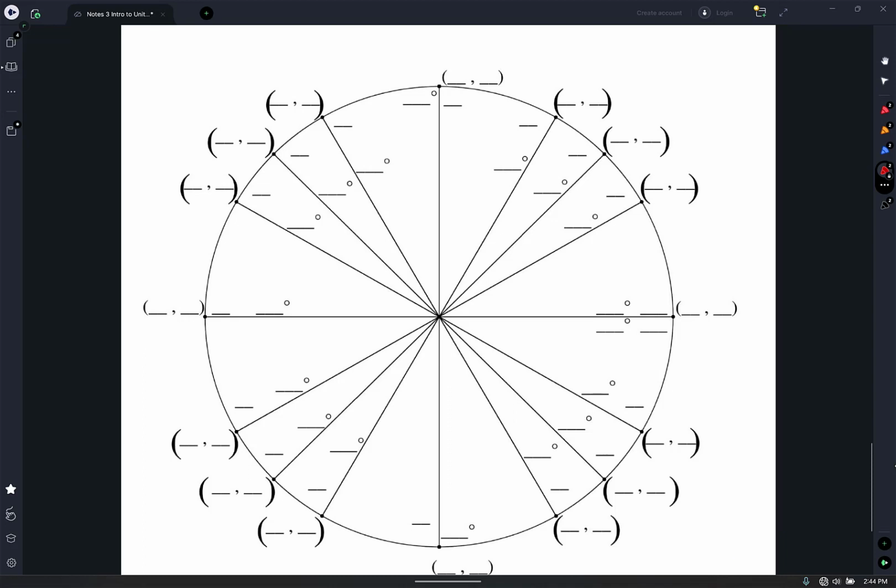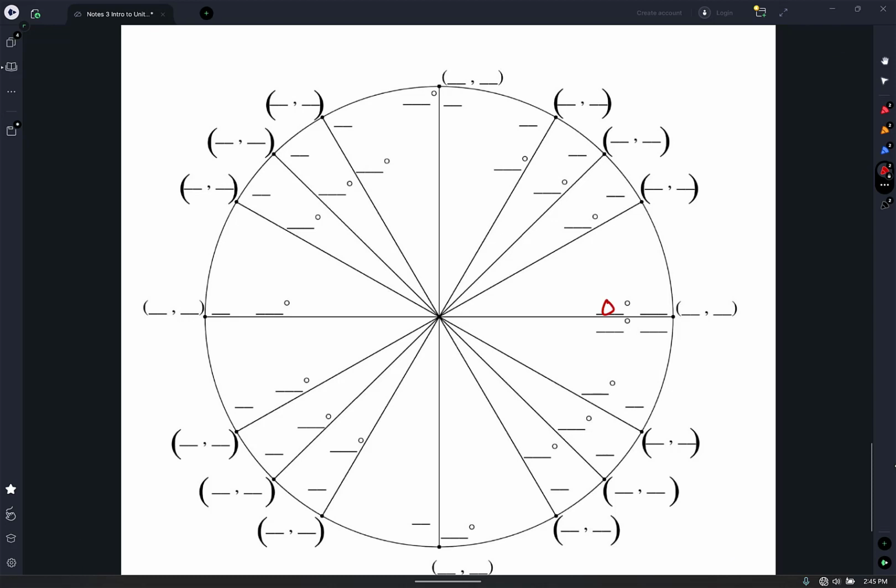Don't cry. We're gonna get it nice and organized. Look how nice it's gonna be. Let's fill in what we know. So let's first do the degrees. I'm going to start at the degrees.